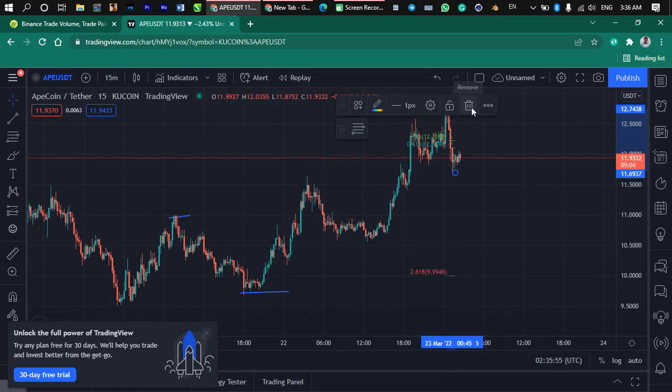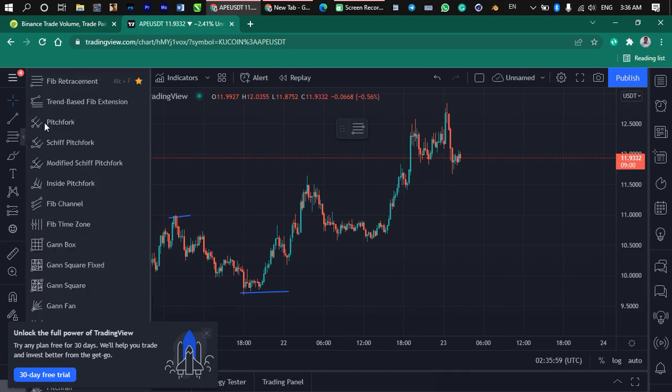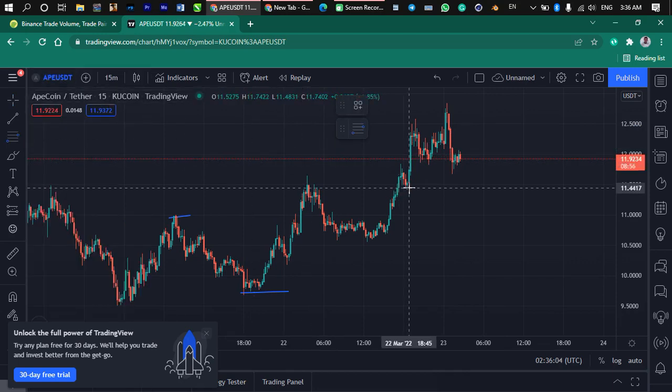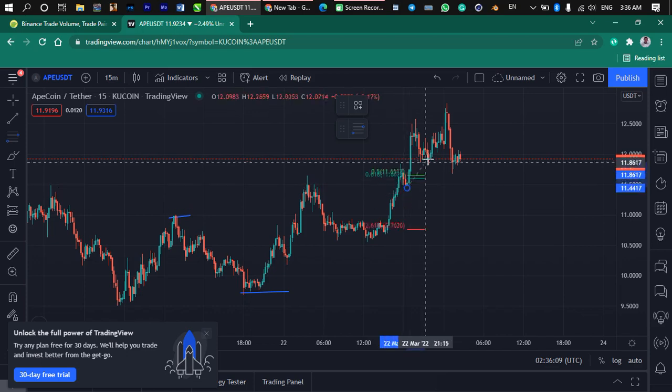So now let me delete this and start afresh. You can eventually click this place, click on fib retracement. This is what gives you the overview of the market. If the market is coming down to a downtrend or is seeing an uptrend, you have to put it here.